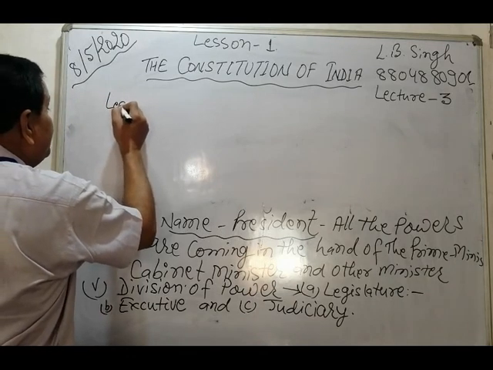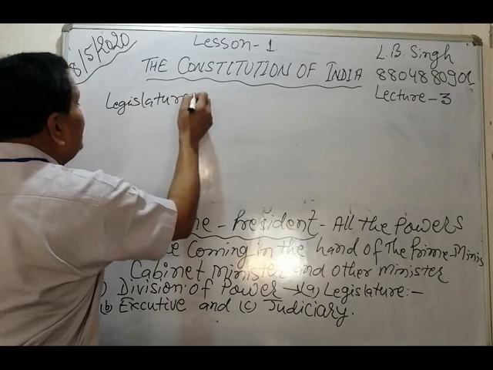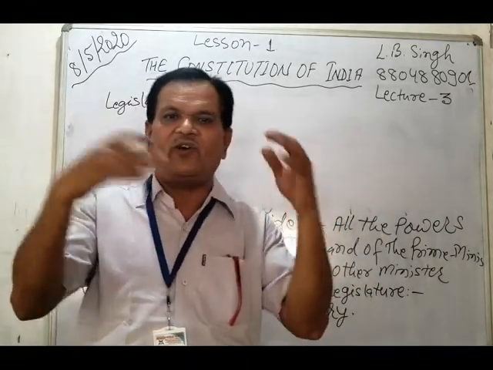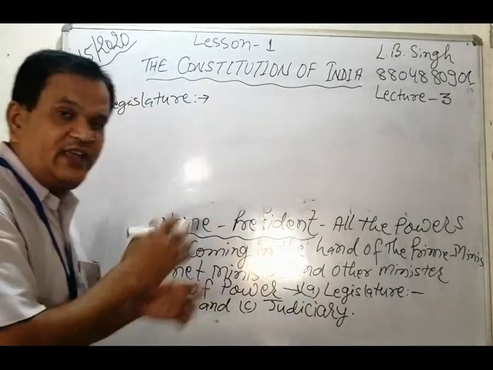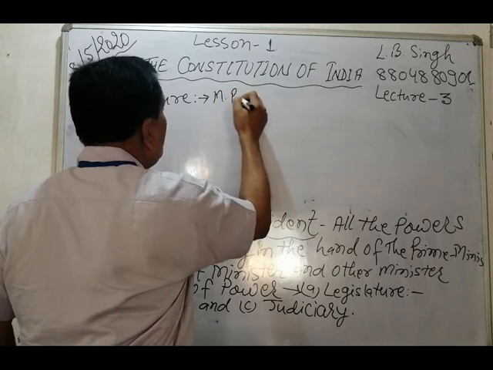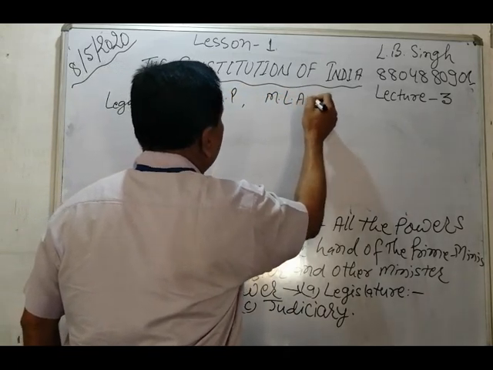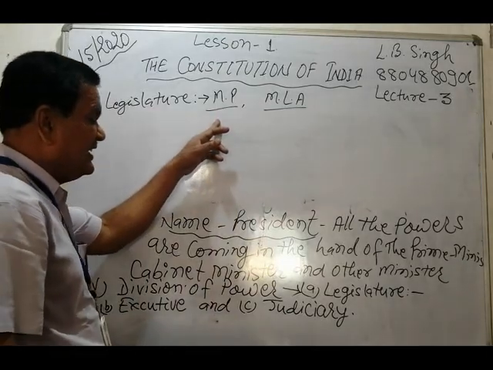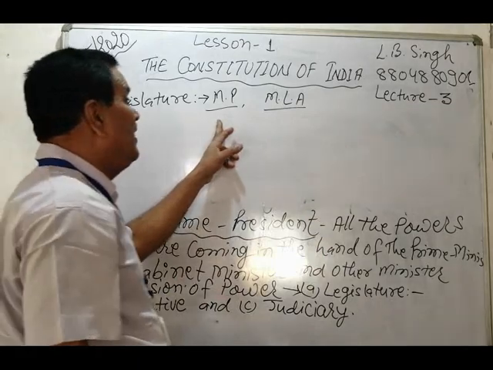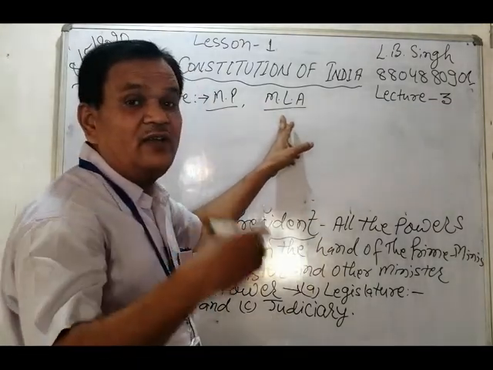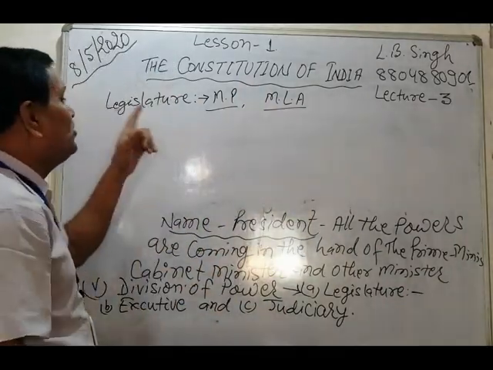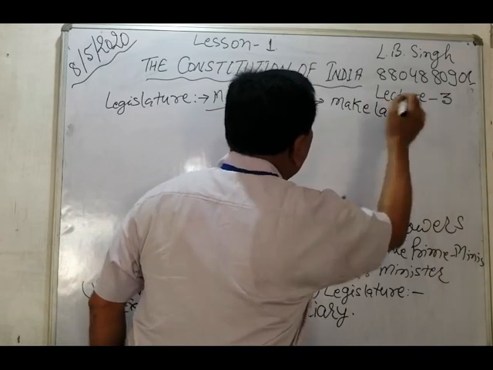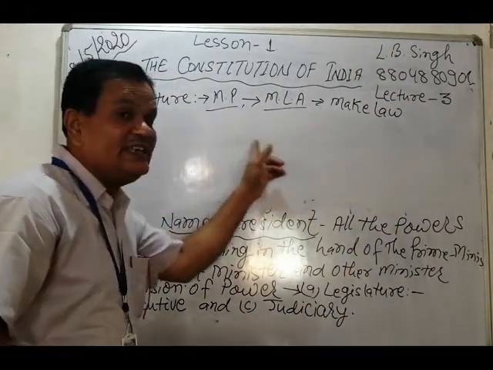I have told you legislature. You know this thing, after 5 years in each country or in your state there is an election and we elect MPs and MLAs. Two things. They are called the legislature. All the MPs sit in the Lok Sabha and all the MLAs sit in the Vidhan Sabha. Their duty is to make laws, make law and discuss it. So it is called the legislature.